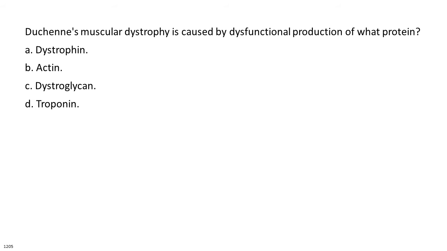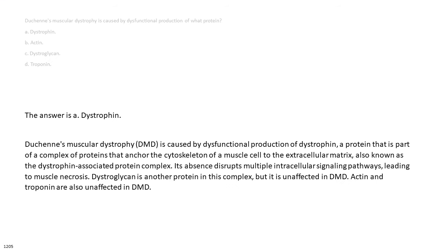Duchenne's muscular dystrophy is caused by dysfunctional production of what protein? A. Dystrophin. B. Actin. C. Dystroglycan. D. Troponin. The answer is A. Dystrophin.